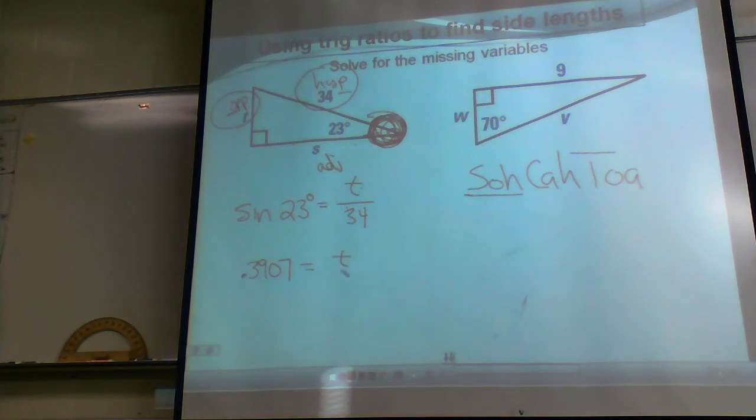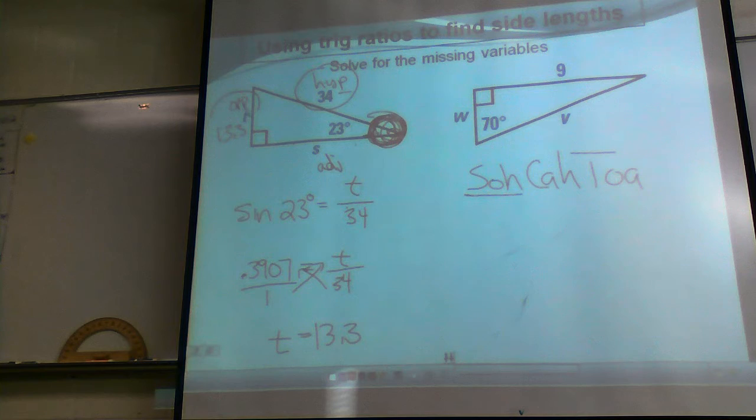Okay? Now, for the sake of understanding, guys, this is a proportion, right? That's over 1, just so you can keep your mind thinking cross multiplying. Right? Because if I put that over 1, then I can see, oh, 1 times T, which is T, equals 34 times 0.3907, whatever the value T is going to be. So what's 34 times 0.3907? 13.28. All right, so I now know this side length here, 13.28.